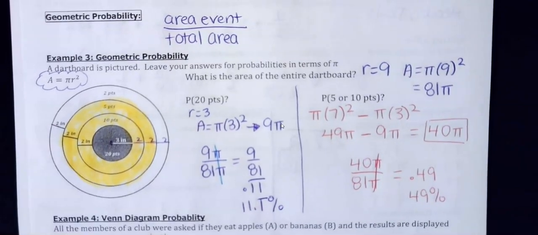So that's really tricky to do. But all I'm doing is just subtracting the bullseye out, and the leftover has to be that part that I just shaded in yellow. Does anybody have a question?